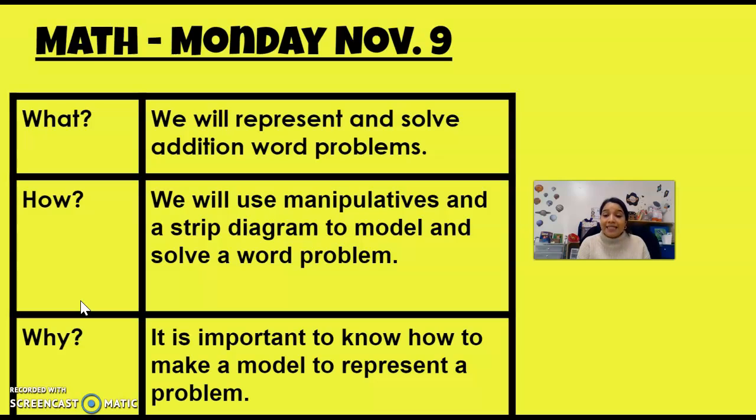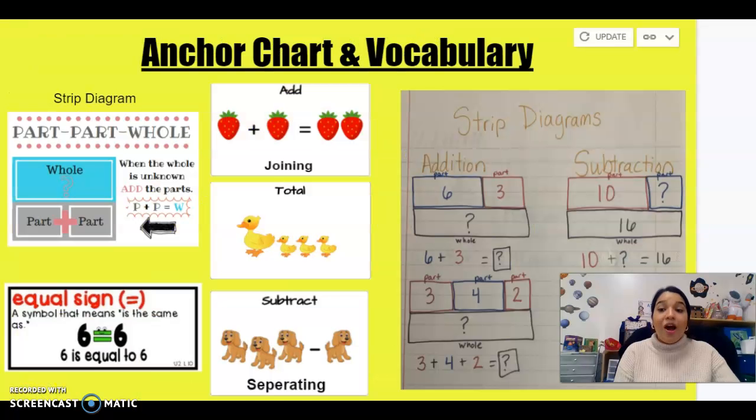Before we go into today's lesson, let's review our vocabulary and our anchor chart. First vocabulary word is strip diagram. With our strip diagram, we have our part, whole. Whenever we have a whole number unknown, we have to add the parts together. So part plus part equals our whole number.